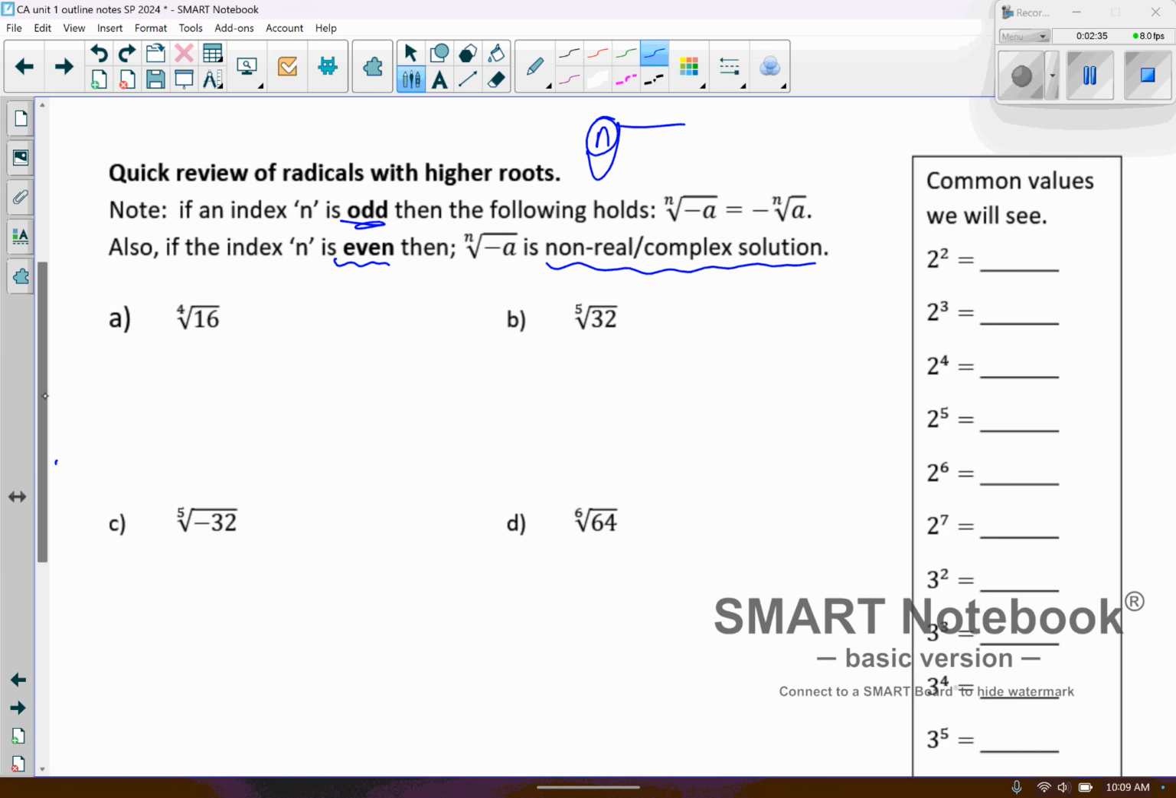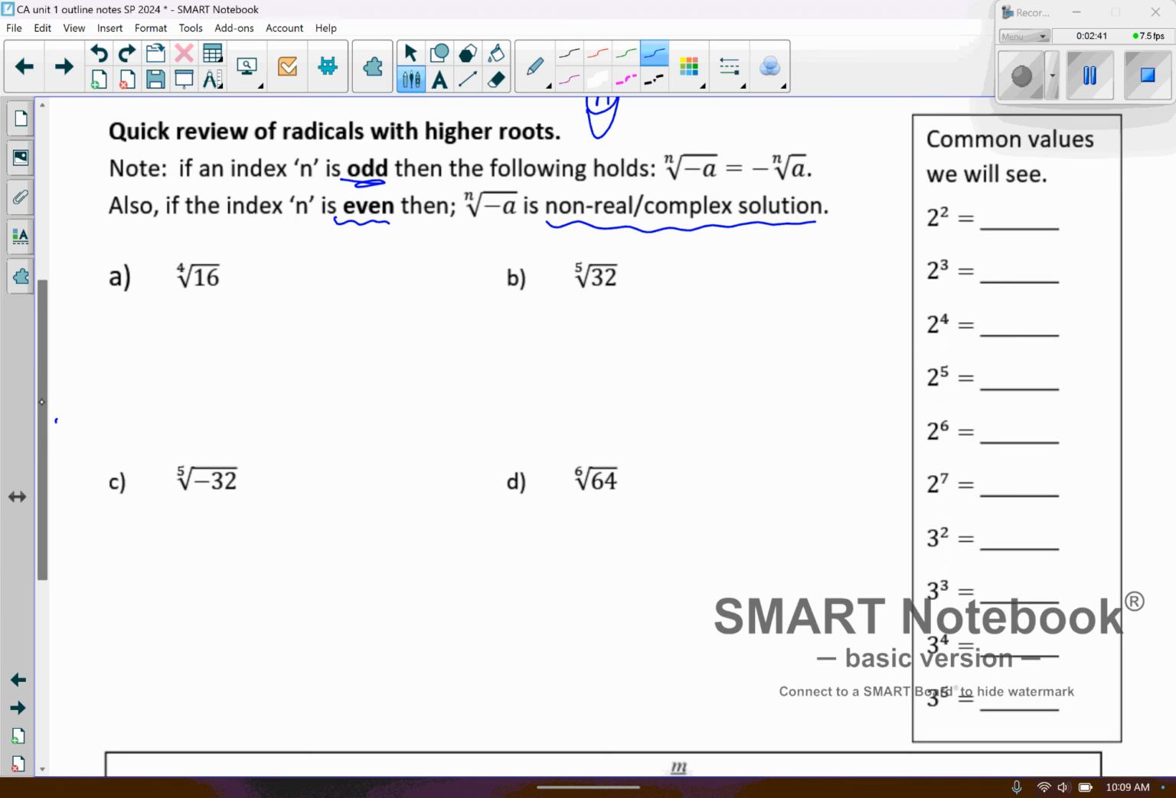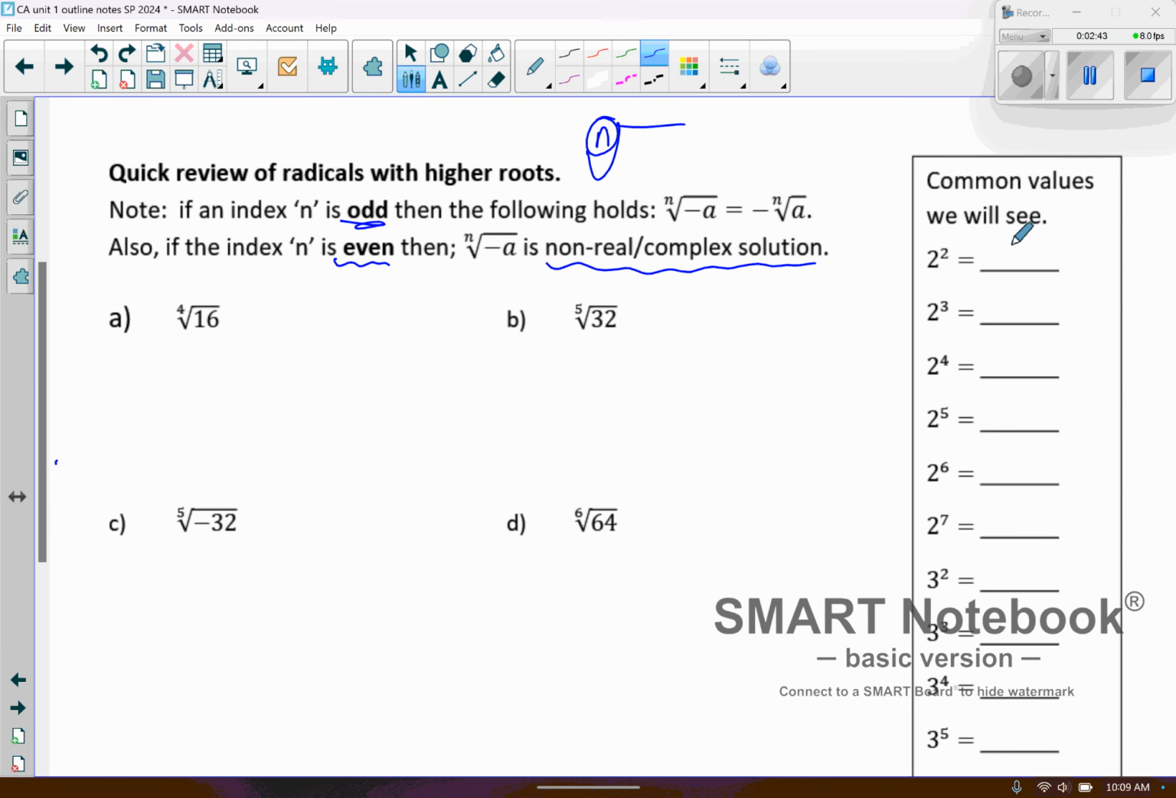Before I do that, though, we're going to look at some common values we'll see. 2 squared is just 4. If you multiply by 2 again, that would be 8. Multiply by 2 again, 16. Then 32, and 64, and then 128. I could keep going, but this is about as high as we'll go for base 2.